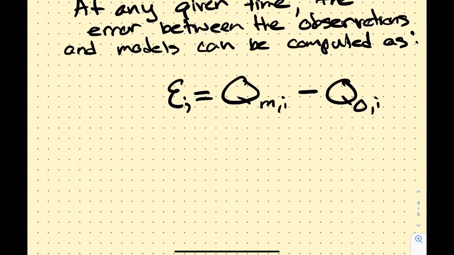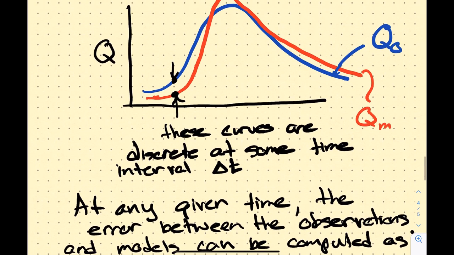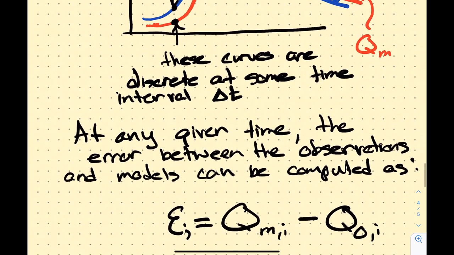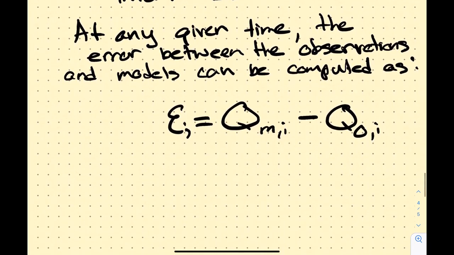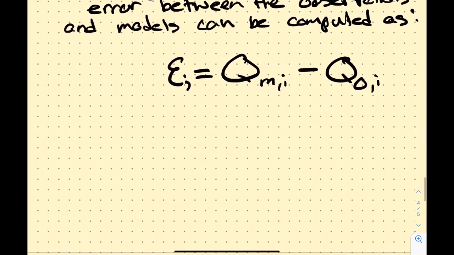So what we do with that error and how we compute that error over the course of this entire period of record or period of calibration is important. And one thing that I want to underscore to you here is that almost always we're going to be dealing with either an unsigned or a squared quantity of this error. And I want to draw a picture as to why that's important, okay?